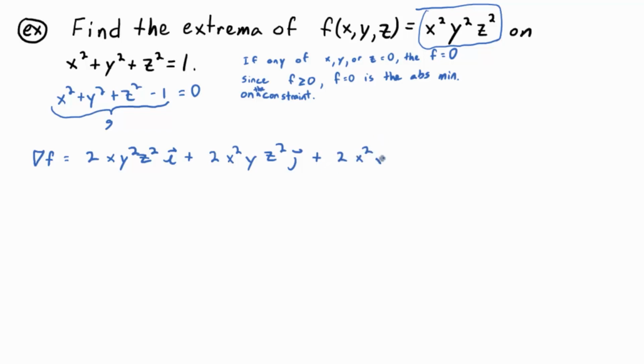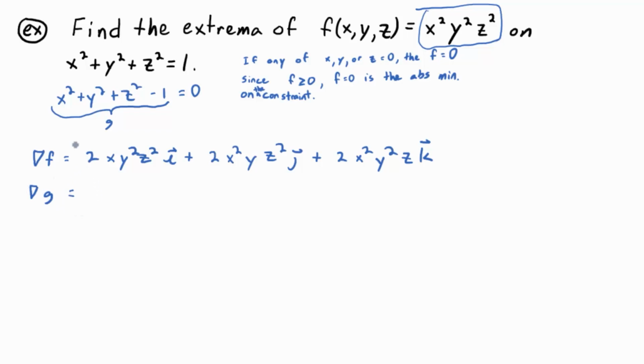2x squared y squared z is just times k. So you do have 3 components, as somebody already mentioned, because it's a space vector. When you have 3 inputs, the gradient's going to be a space vector. Okay, everybody good there? Let's do the same thing for del g, and then we'll multiply by lambda afterwards.